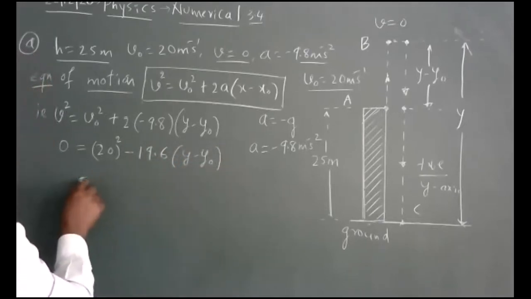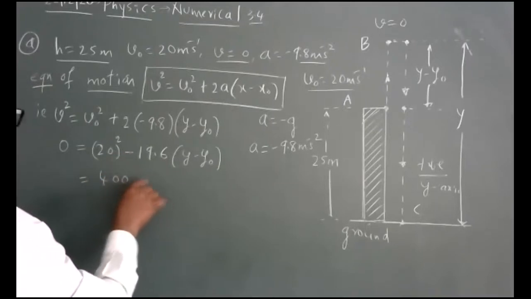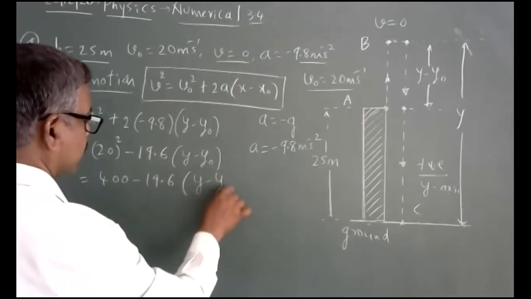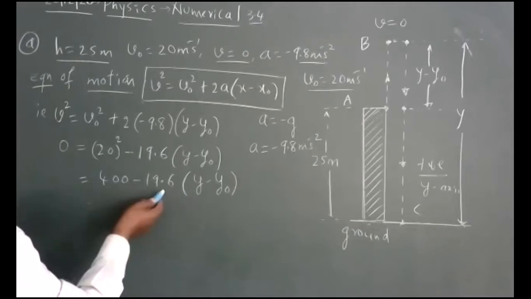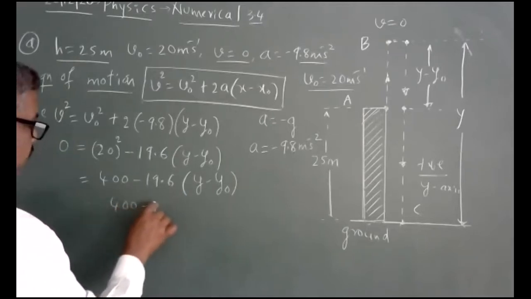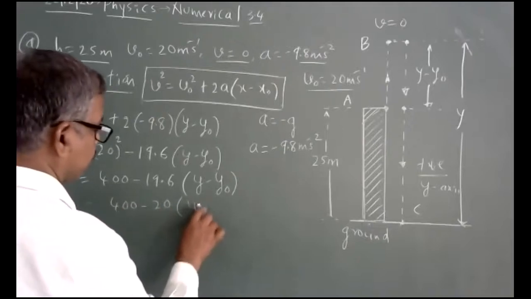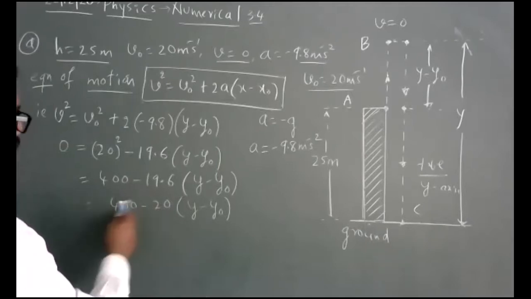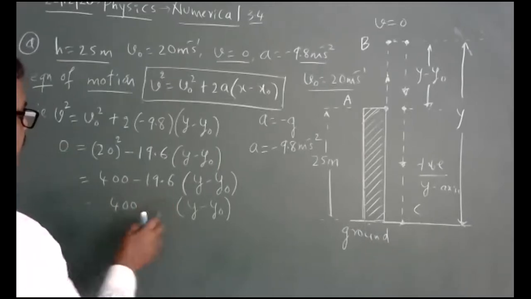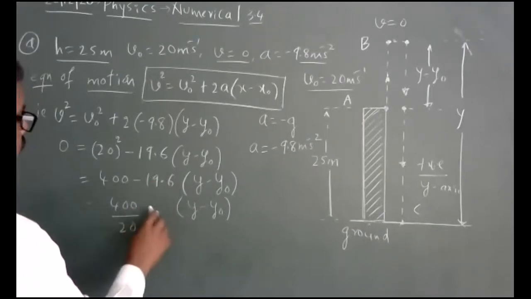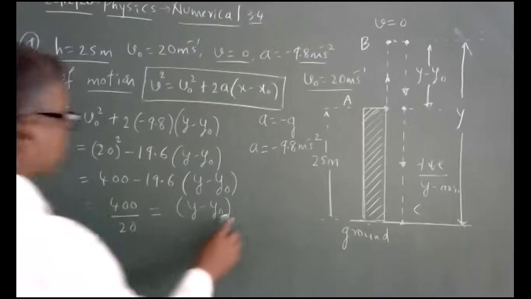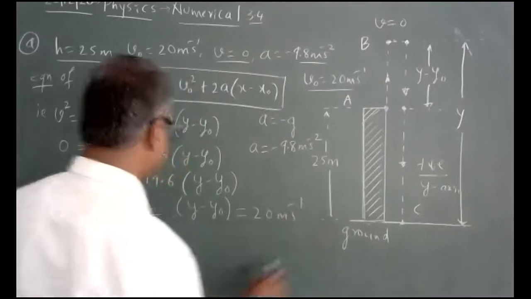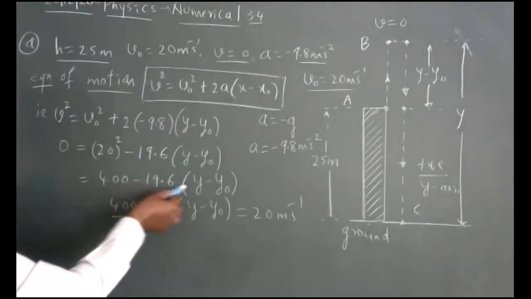When you simplify, you will get 400 minus 19.6 times y minus y0. Almost typically I can take it as 20, so 400 minus 20 times y minus y0. Then you have to divide it. Finally I'm going to get this answer close to 20 meters. It is 400 minus 19.6 times y minus y0.